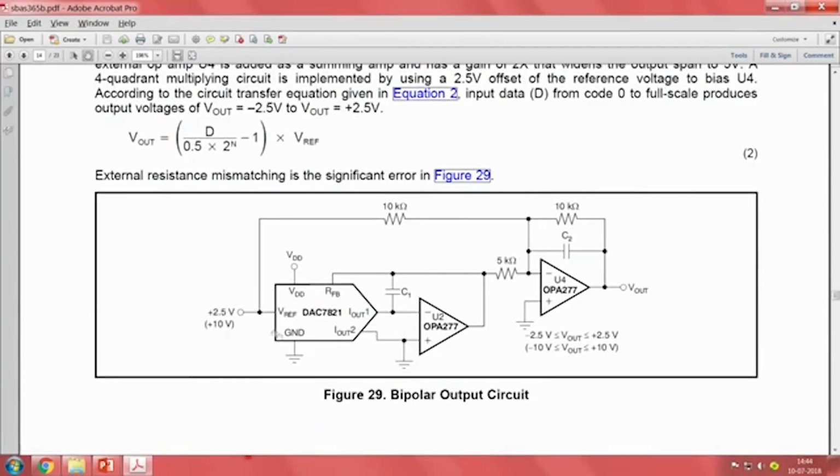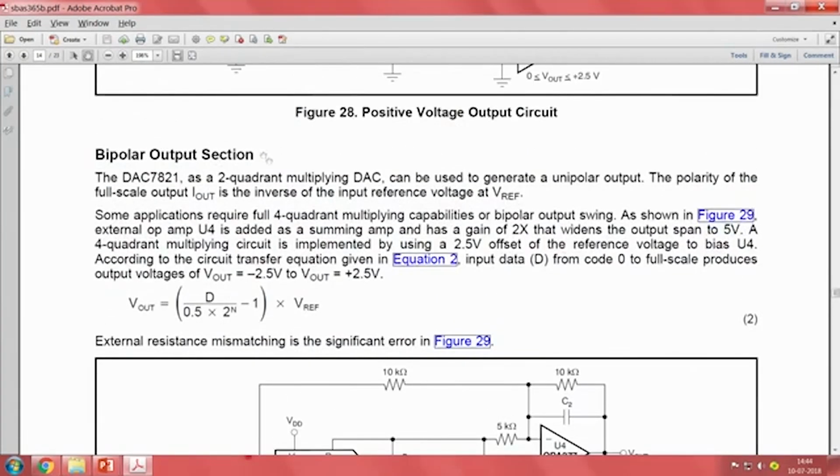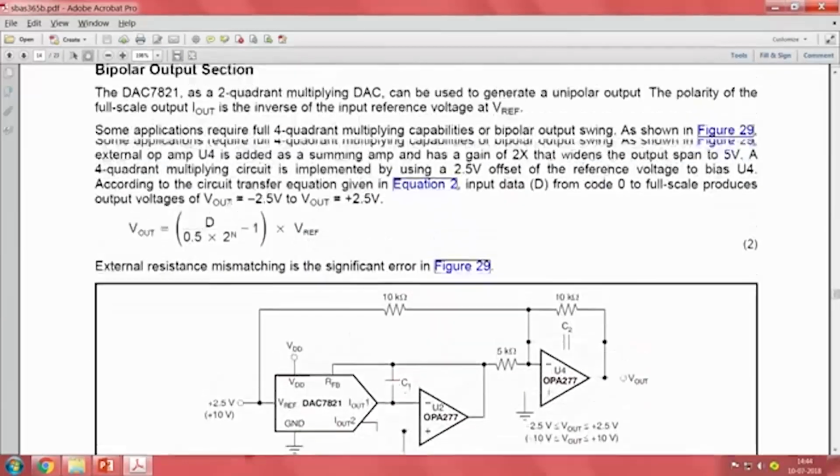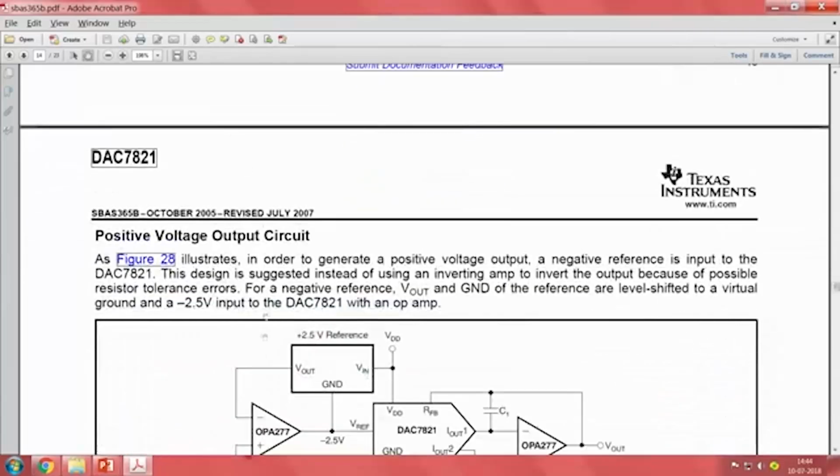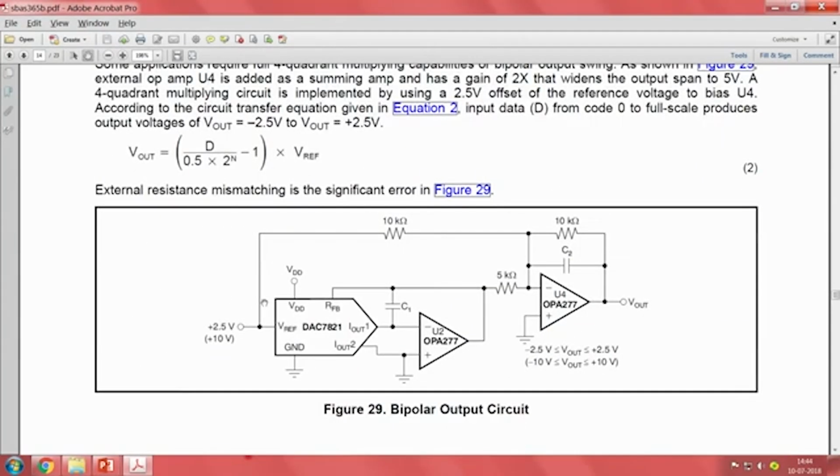If you implement this circuit along with the IC, this is the IC, and then you have to add peripheral other op amps into that IC, make a circuit like this, and then you can have bipolar output operation. That is what they have told. So if you take any data sheet, they will give you these typical applications. So this is what you have to see. This will help you a lot in two things.